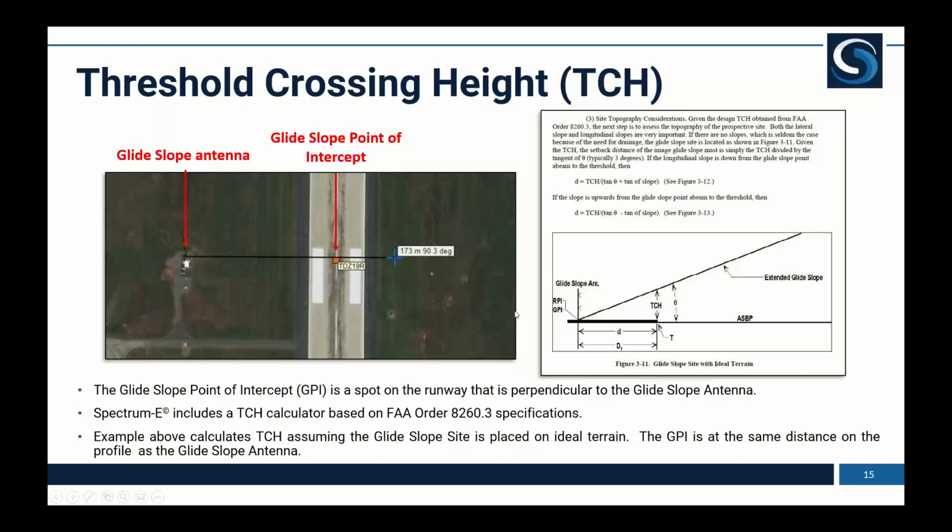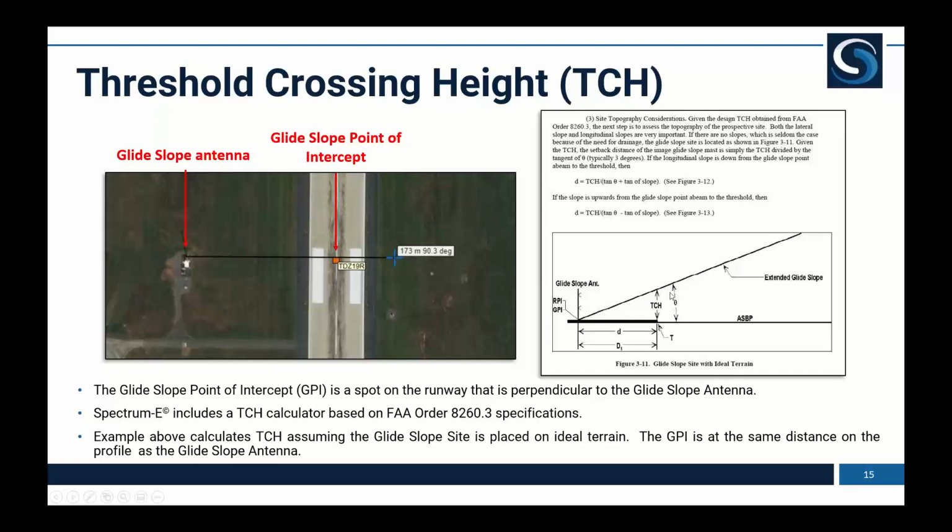Spectrum includes a calculator that, taking into account information about the angle of descent of the plane, the position of the glide slope antenna, and the information about glide slope gradient, can calculate what is known as the threshold crossing height. So the threshold crossing height is the height required for the plane to be at in order to safely approach and land on the runway. In the diagram here to the right, you have an extract from FAA Order 8260.3, and this provides a formula for calculating the threshold crossing height, or the TCH. This is on ideal terrain, which is flat.